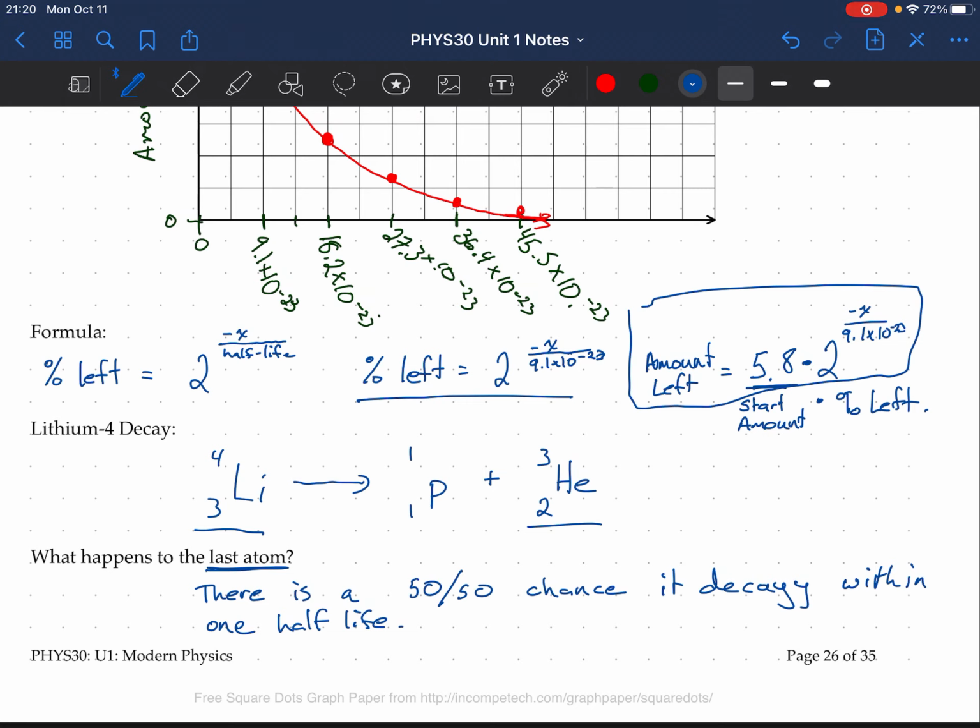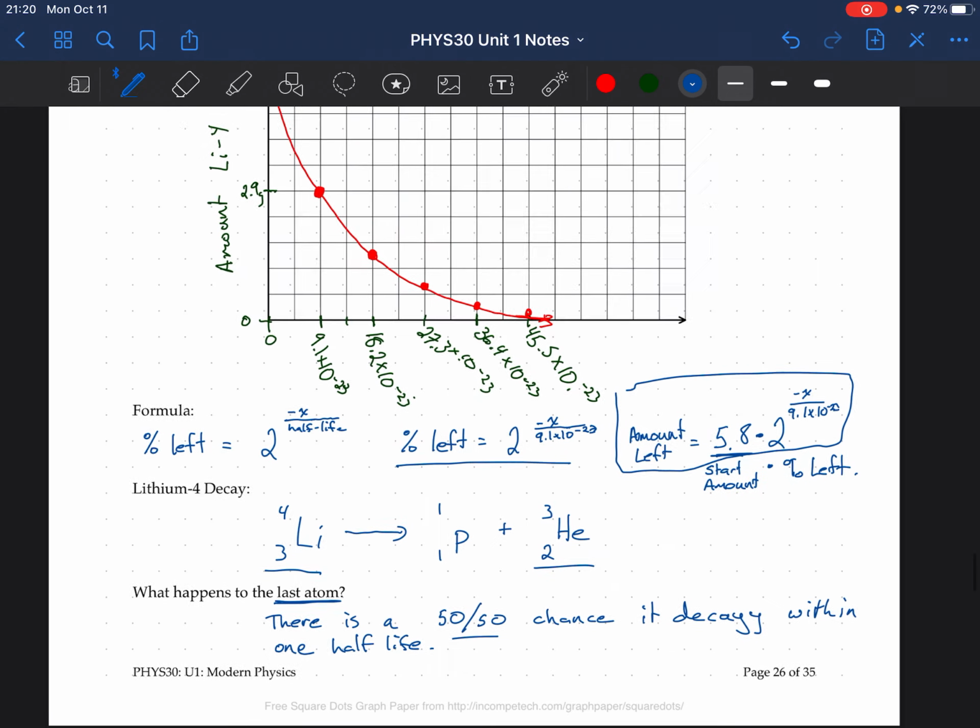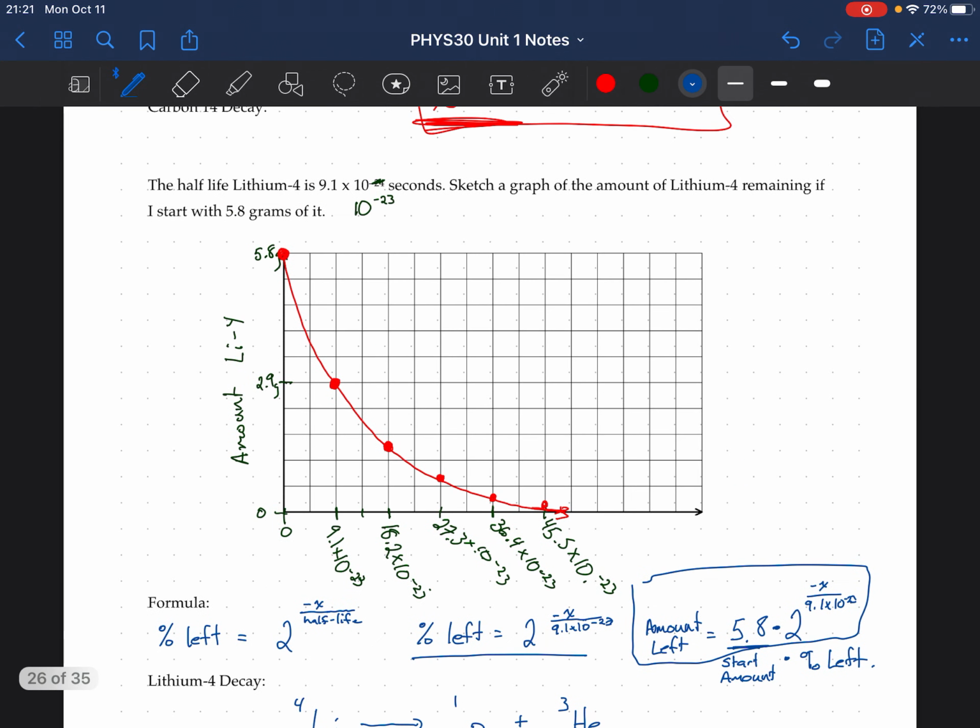So the last atom of lithium-4 will have a 50-50 chance of decaying within one half-life that it's left. So it may stick around for a few half-lives before it finally does decay. It may stick around for 1,000,000 half-lives, but that would be a very rare instance. So that's what half-lives are. The half-life is the amount of time it takes for half of a radioactive substance to decay into another radioactive substance.